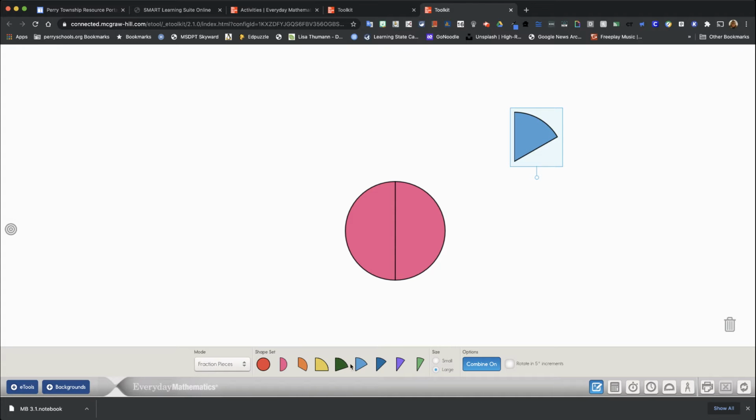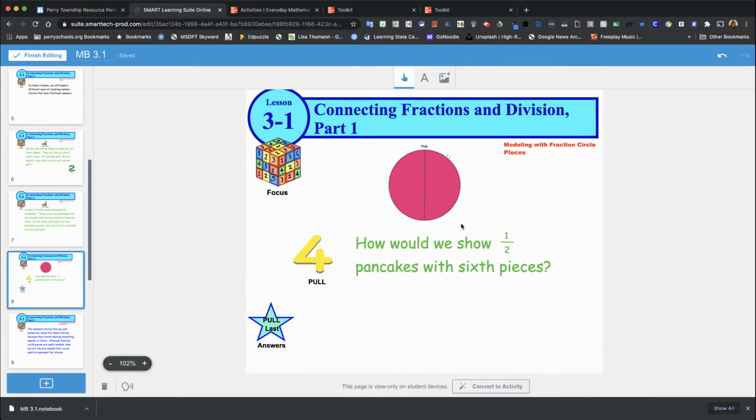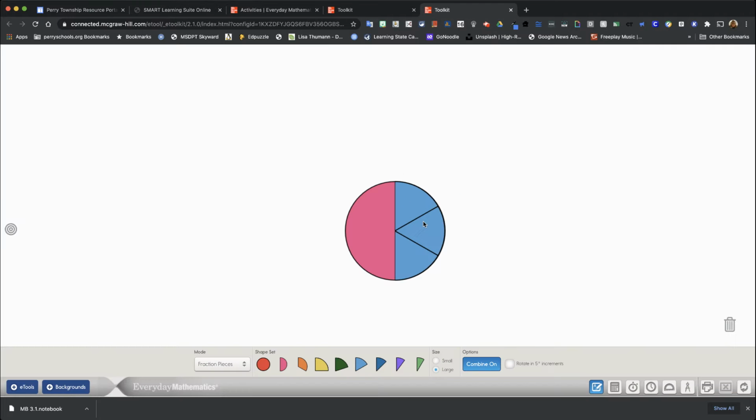So I'm going to do 1, 2, and I can see 3 here. So you can see, we can overlay that. 3/6 would be the same as 1/2. Okay, so how would we show 1/2 pancakes with 6 pieces? That's right here. 1, 2, 3. 3/6 equals a half. So you just created an equivalent fraction as well.